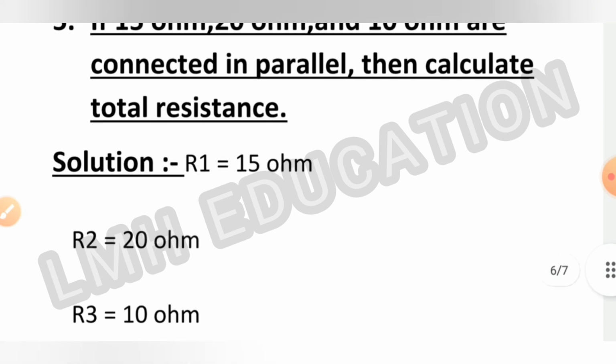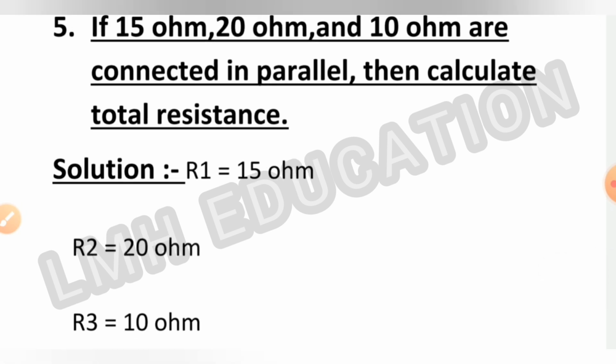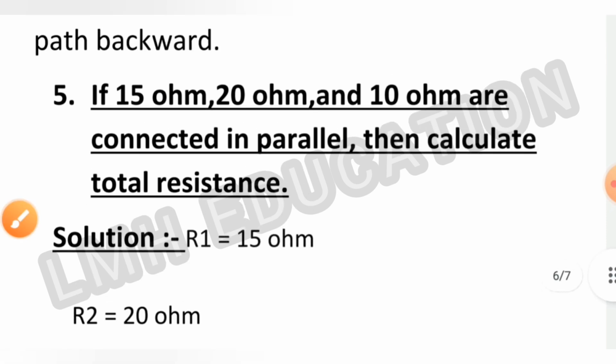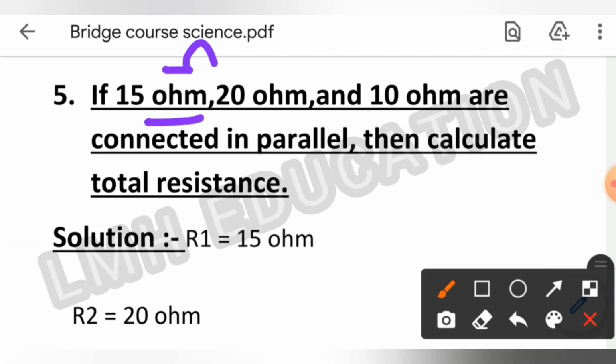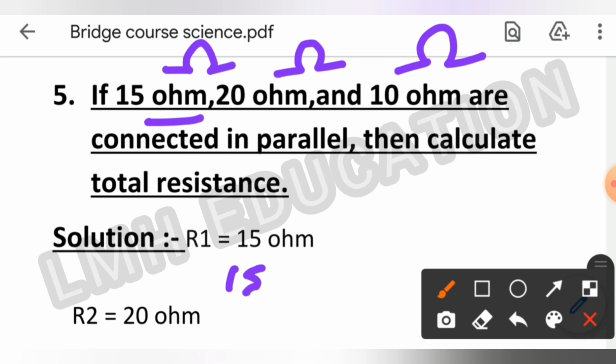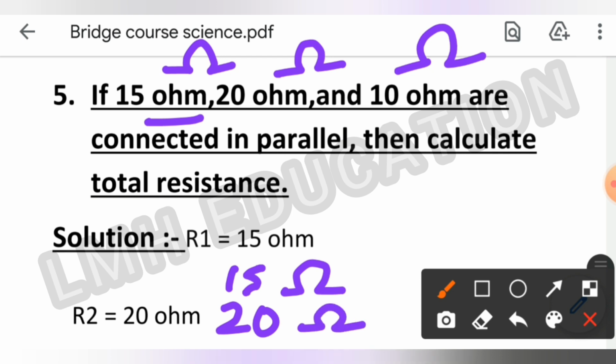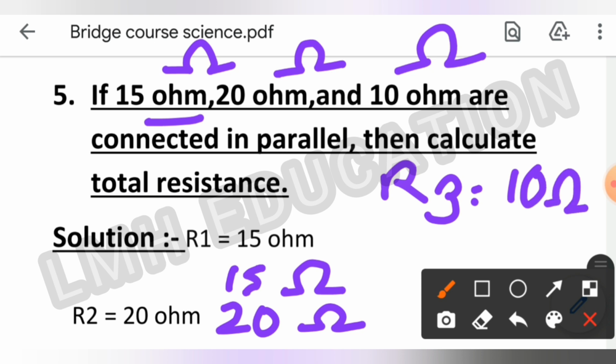Now next, question number 5. If 15 ohm, 20 ohm and 10 ohm are connected in parallel, then calculate the total resistance. You have to calculate the total resistance. So here R1 is 15 ohm, R2 is 20 ohm and R3 is 10 ohm. In this way, your 3 resistances are given, R1, R2 and R3.